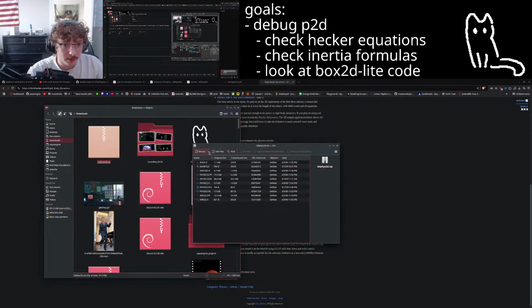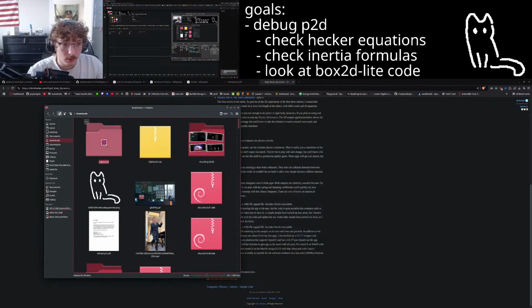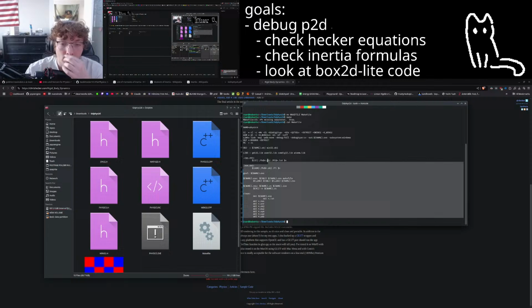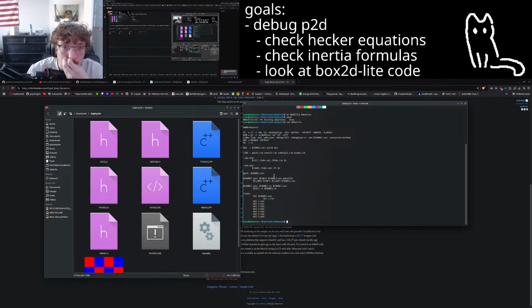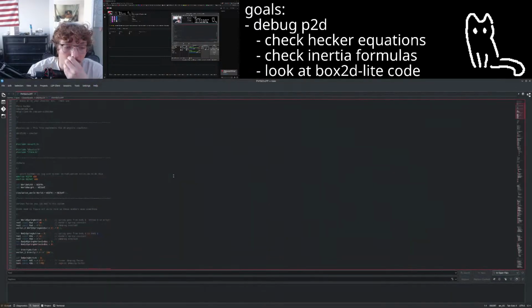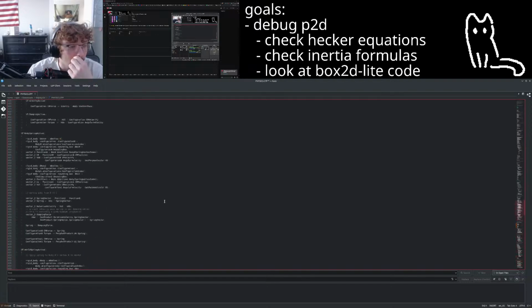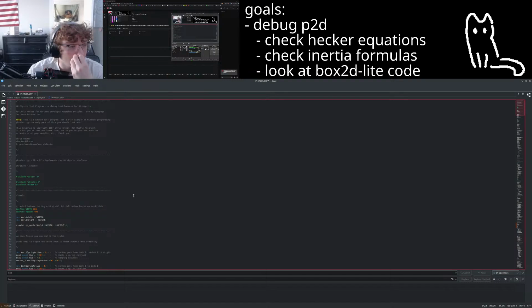I don't understand what's happening. Okay. Missing separator. Let's just take a look at the code. Okay. From 96.